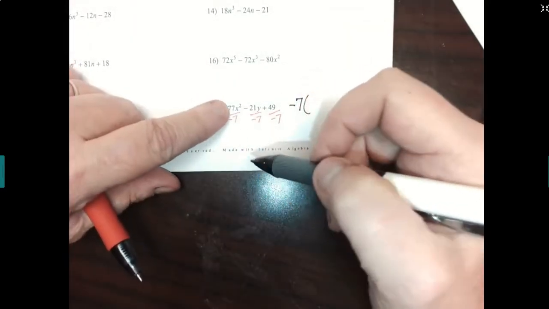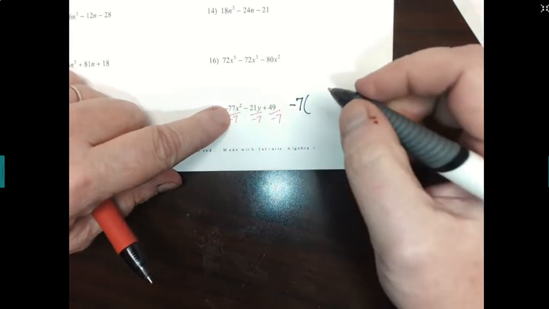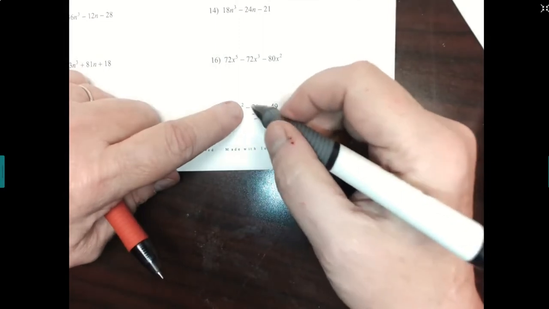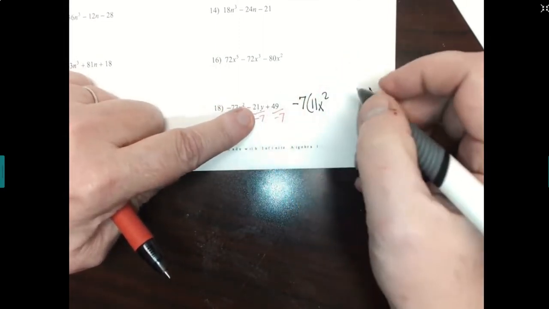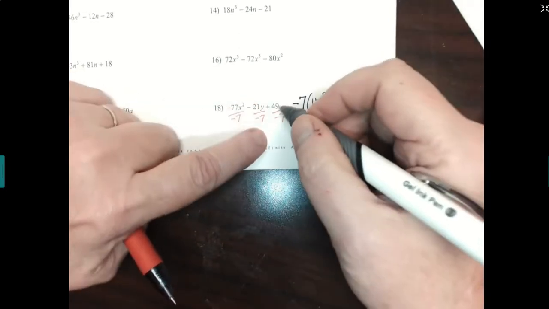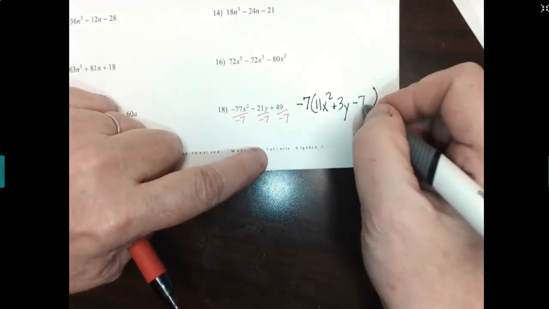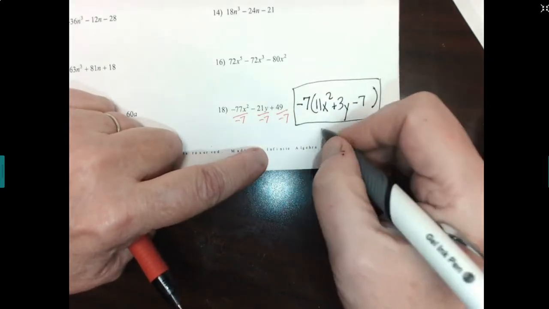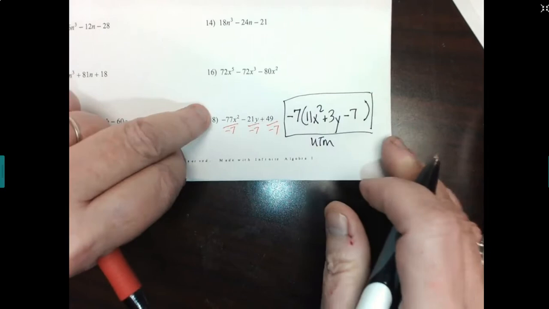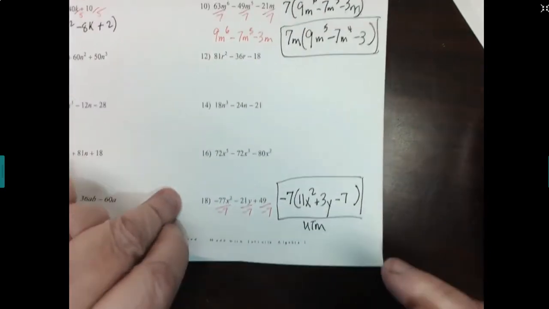So the negative signs cancel here. 77 divided by 7 is 11, and I have the x squared. The negative signs cancel. 21 divided by 7 is 3, and I've got a y left over there. And 49 divided by negative 7 is negative 7. This is how the department wants you to do it. And also in the back of the textbook, you'll see them like that.